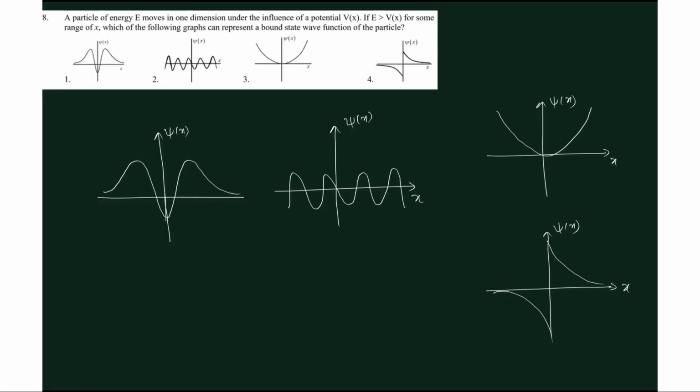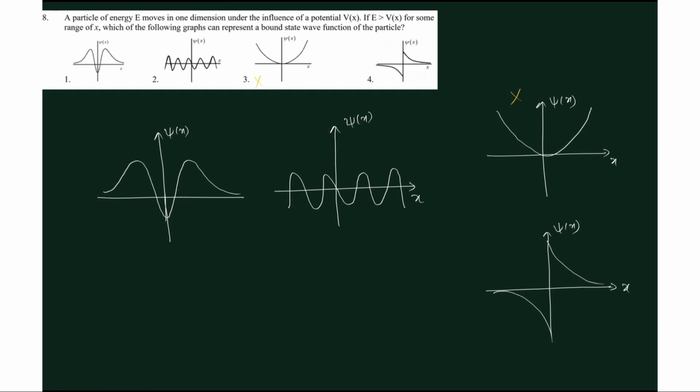Now here they have given some wave functions, and they are asking which of the following is the valid wave function for the bound state. Remember, it's a bound state. So bound state means definitely it must tend to 0. Let us eliminate the wrong ones. This is going to infinity. This is not at all a valid wave function, because the wave function must be finite. So this one is invalid.